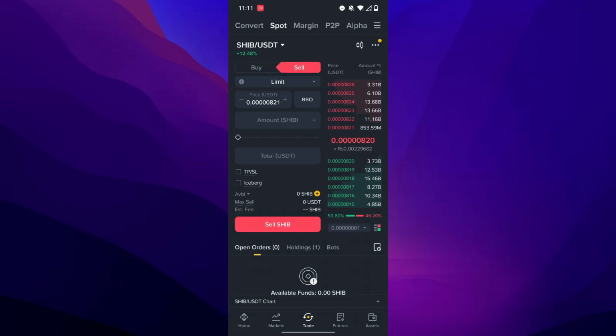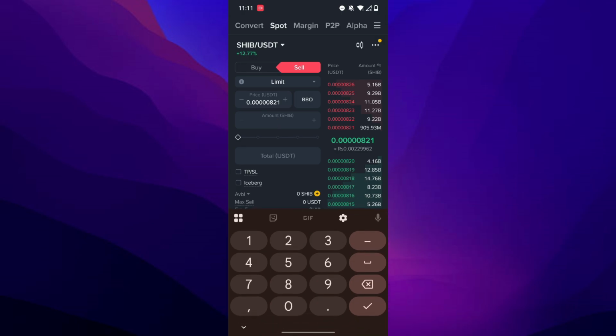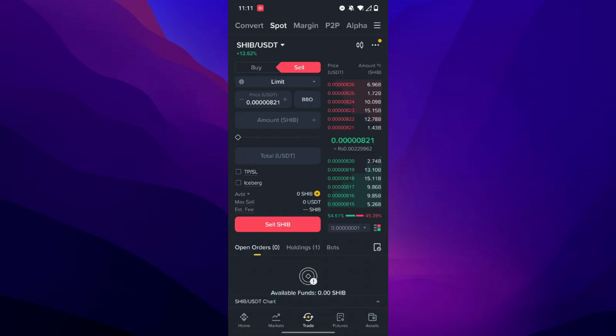It's also a good idea to stay patient and let the market move naturally. Taking this extra step helps you trade calmly and avoid emotional decisions. And that's all there is to it. By following these simple steps, you'll be able to trade crypto with less than $1 safely and efficiently while learning how the market works.